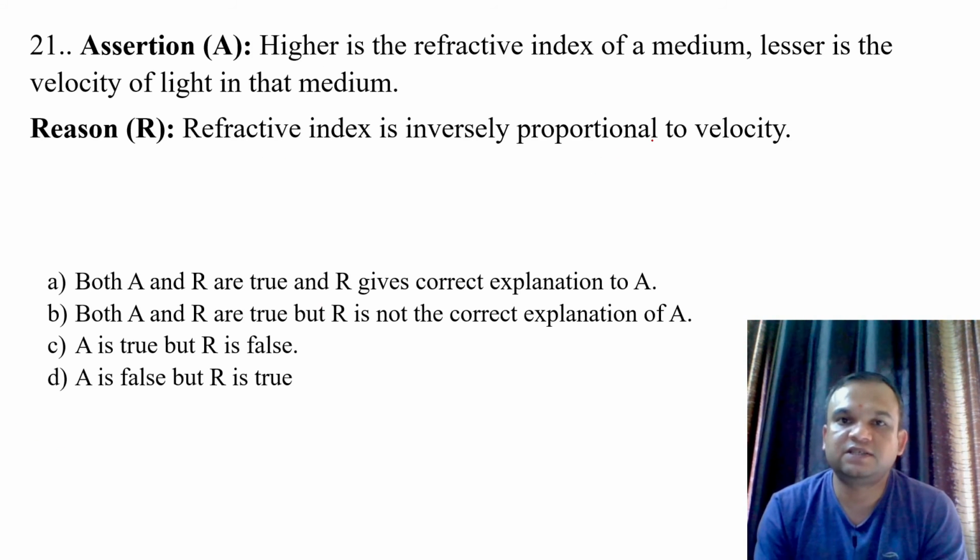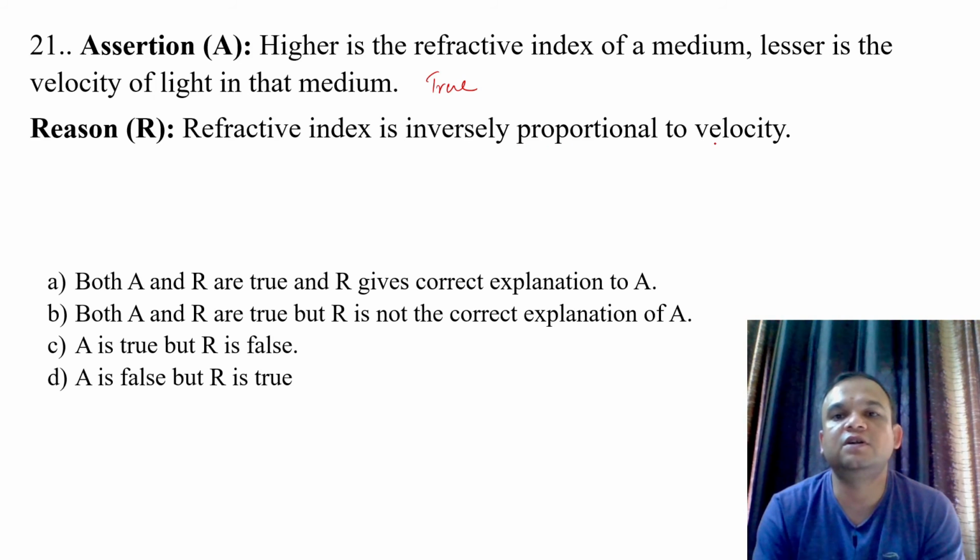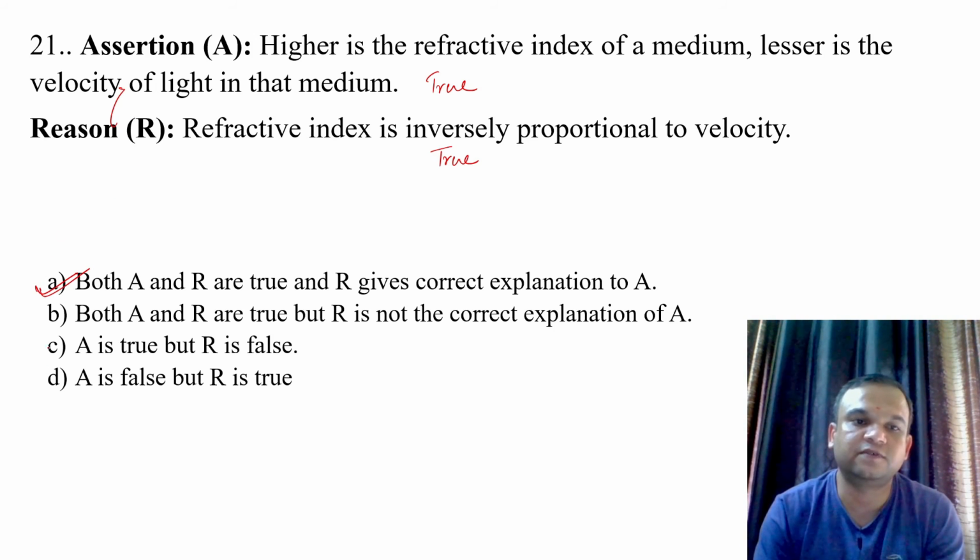Next question is assertion and reasoning type question. Assertion states that higher is the refractive index of the medium, lesser is the velocity of light in that medium. So this is a true statement. Reason states that refractive index is inversely proportional to the velocity. It is also a true statement, as reason is giving the explanation to assertion, and that is why option A will be the correct answer for this question.